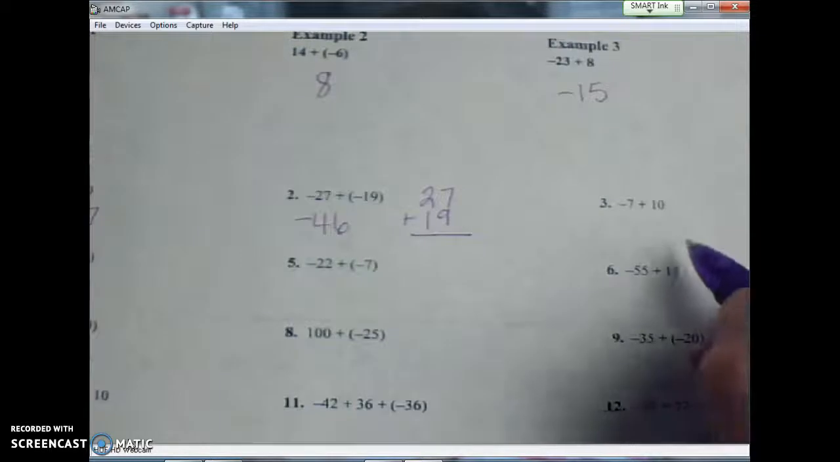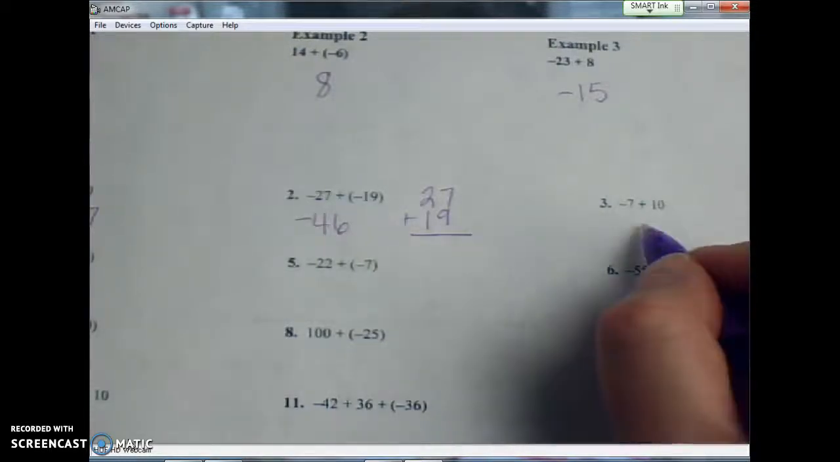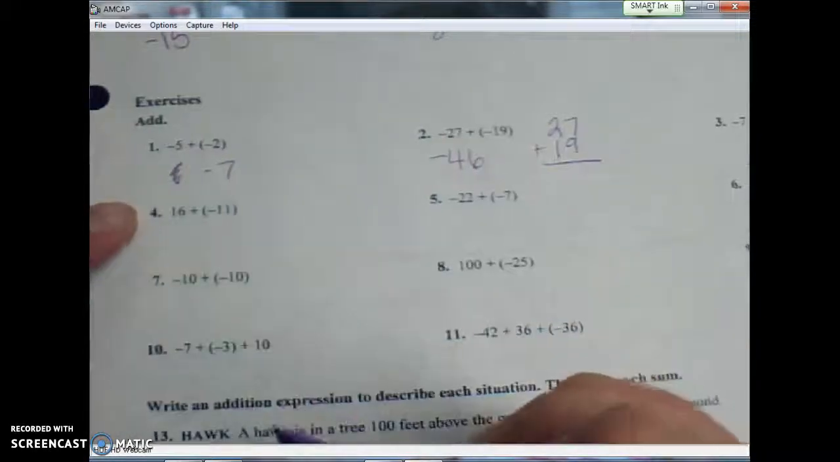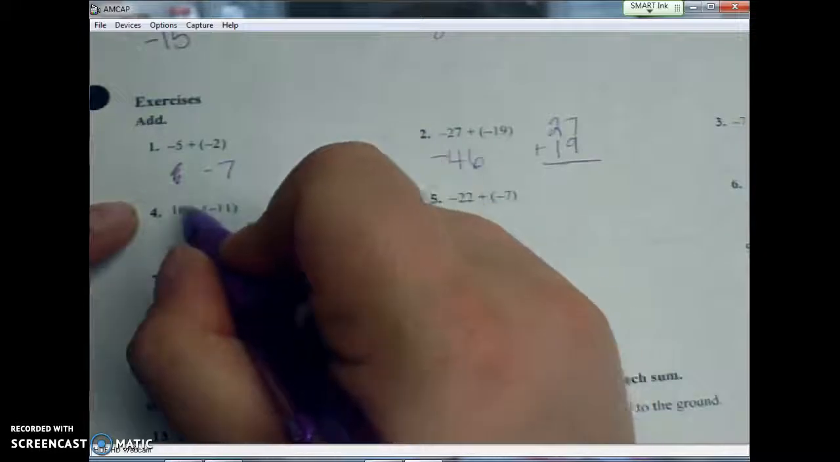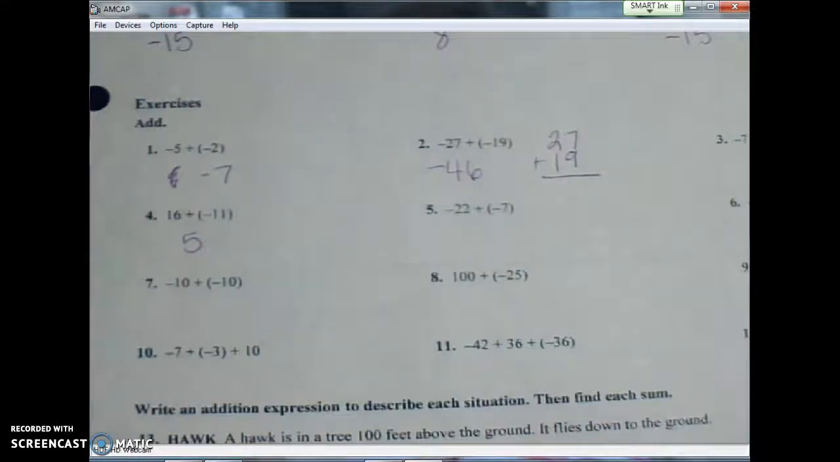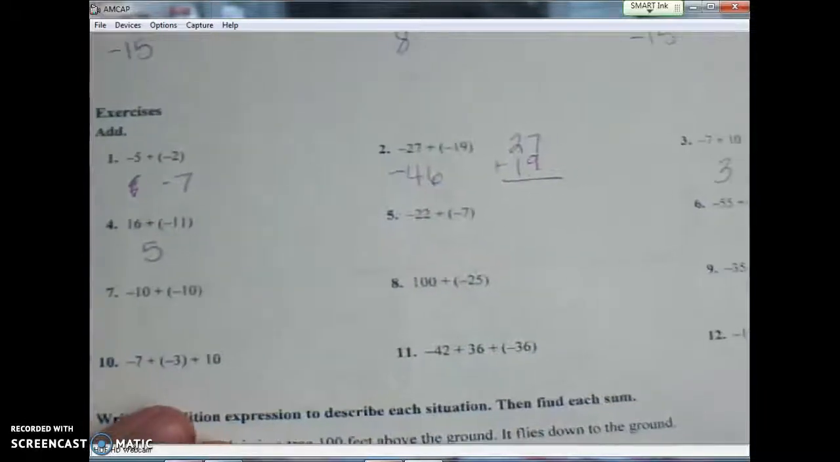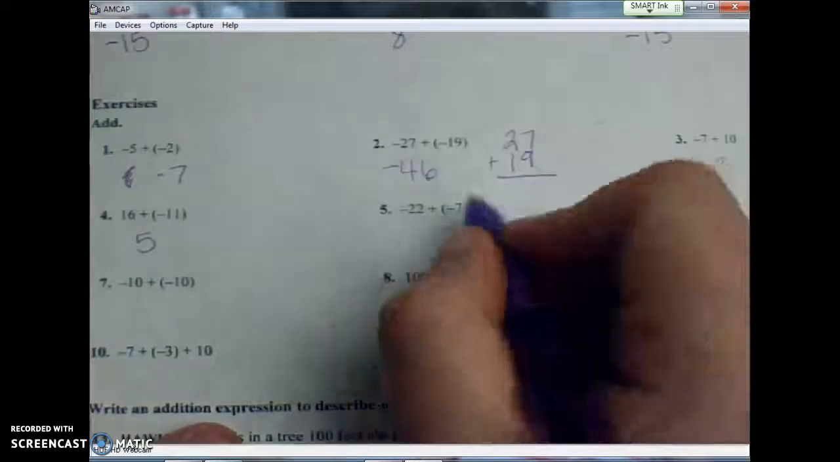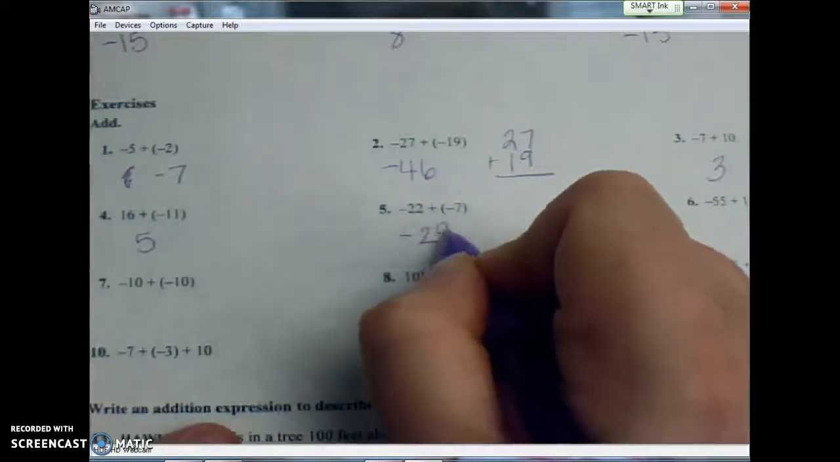-7 plus 10, different signs, so I subtract. 10 minus 7 is 3, and I have more positives, so it's a +3. 16 plus -11, different signs, so I subtract. I get 5, and I have more positives, so it's a +5. -22 plus -7, both are negative, and so we add them together, and we get -29.